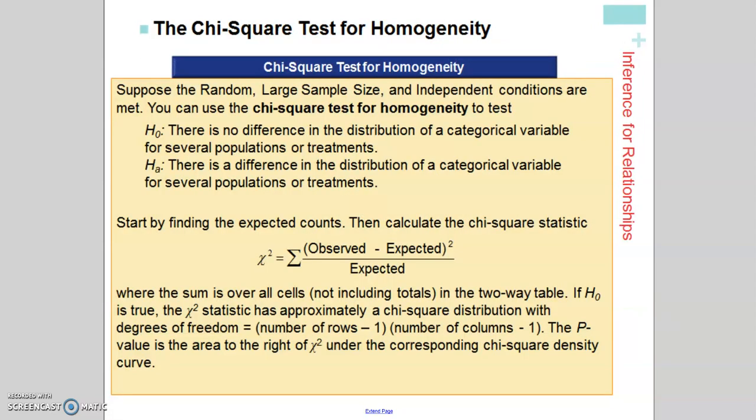So putting all those steps together, this is called a chi-squared test for homogeneity. When our three conditions are met, a chi-squared test for homogeneity uses this null and alternative hypothesis. We start by finding expected counts, calculate this chi-squared statistic using this formula, where we sum over all the cells in the two-way table. Then if the null hypothesis is true, the chi-squared statistic has an approximate chi-squared distribution with degrees of freedom equal to the number of rows minus 1 multiplied by the number of columns minus 1. Then the p-value is the area to the right of the chi-squared statistic under that density curve.